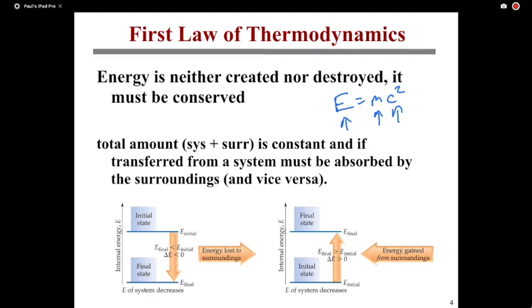And so if we add up all of the energy and we add up all of the mass in some sort of transformation, that is constant. In chemical reactions, the mass is always constant. In nuclear processes, sometimes a little bit of the mass is converted directly into energy. That's why nuclear processes give off so much energy. And so the total amount of system plus the surroundings energy is constant. And we just transfer, vice versa, back and forth. Okay, got that?